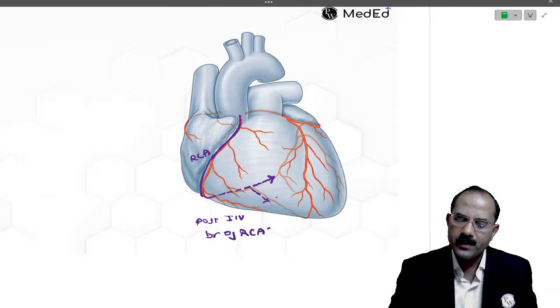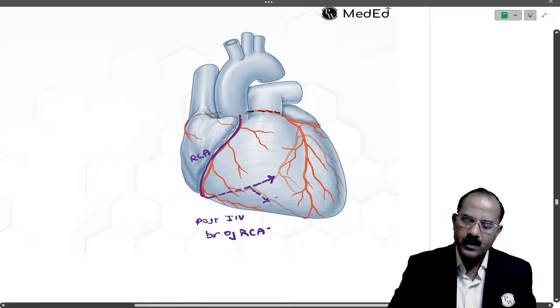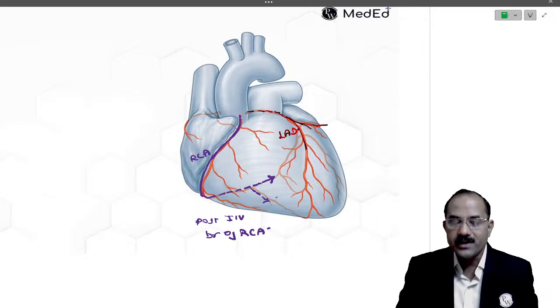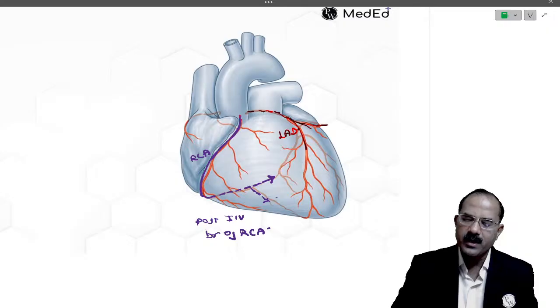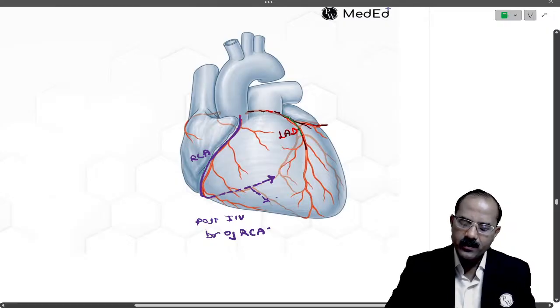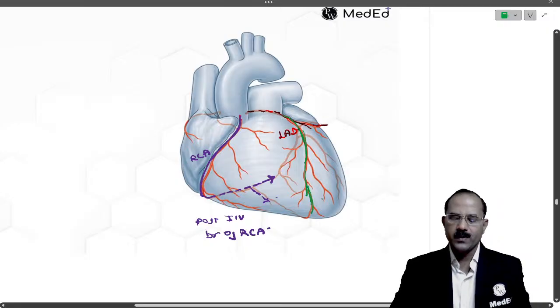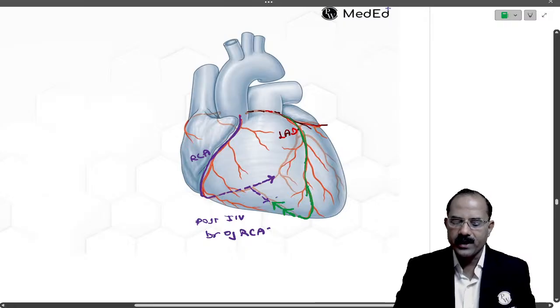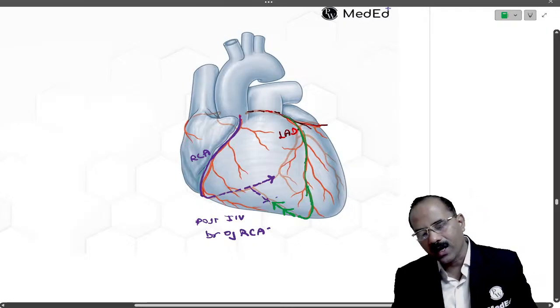Now what is this artery? That's the left coronary artery. It's a longer artery. The left coronary artery divides into 2 branches. What is this? This is the LAD, the left anterior descending branch, or the anterior interventricular branch of the left coronary artery. It runs in the anterior interventricular groove, now goes in the posterior interventricular groove and anastomoses with the posterior interventricular branch of the right coronary artery, right?